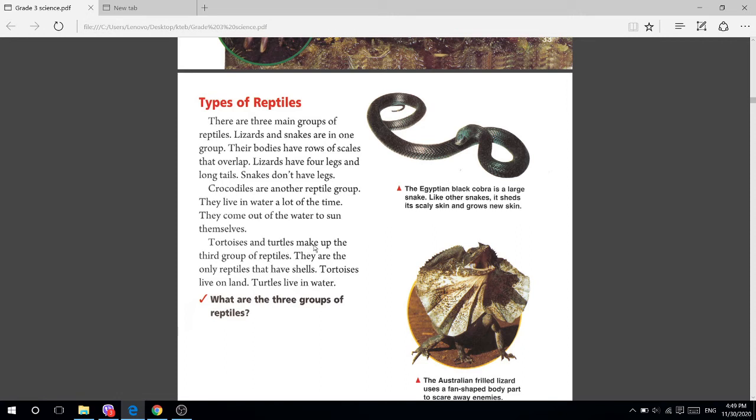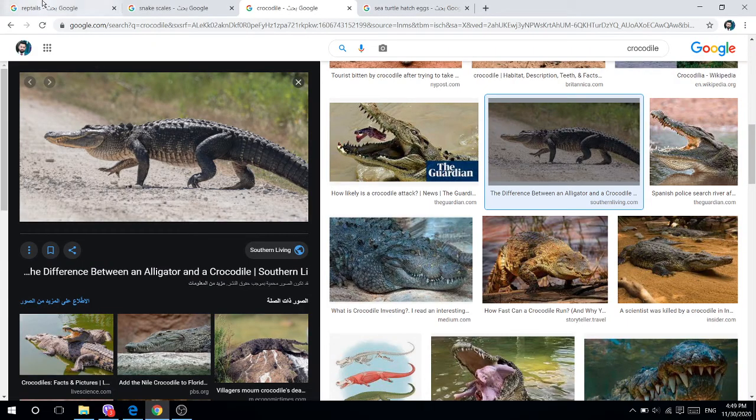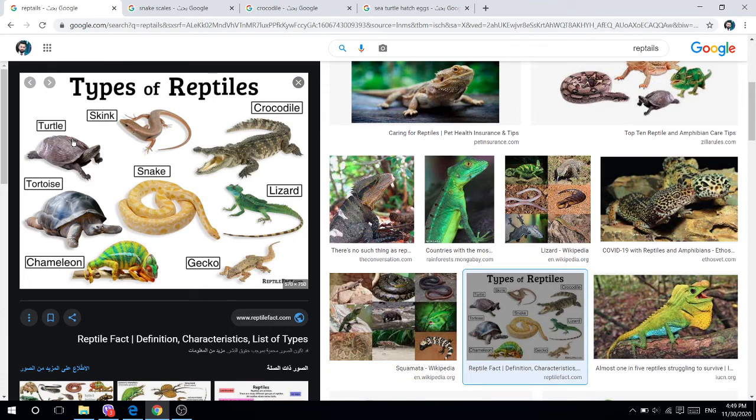Tortoises and turtles make up the third group of reptiles. We have another group, called what? Look at this picture. We have another type of reptile, tortoise and turtle. Okay, students, the third group is called turtle and tortoise. They have very strong scales that protect the body of the turtle and tortoise.